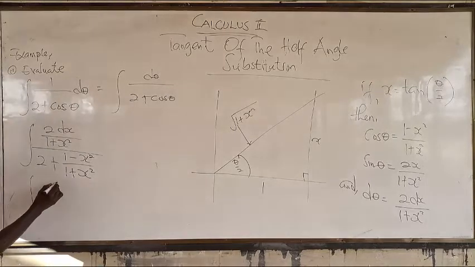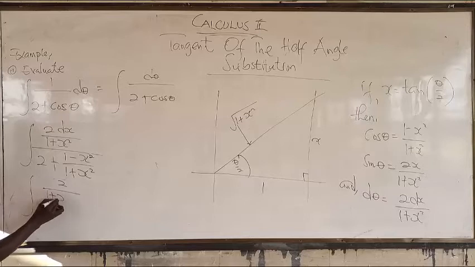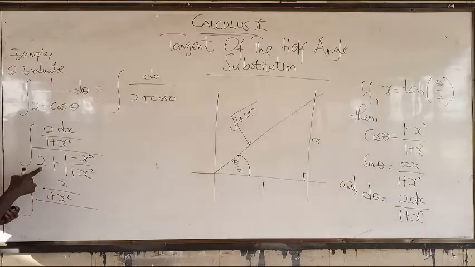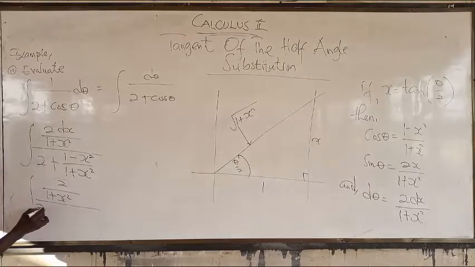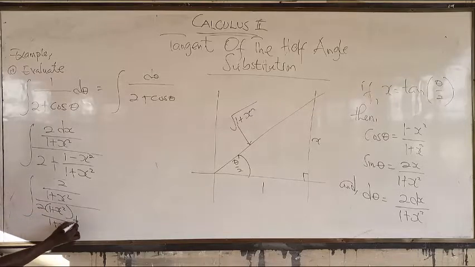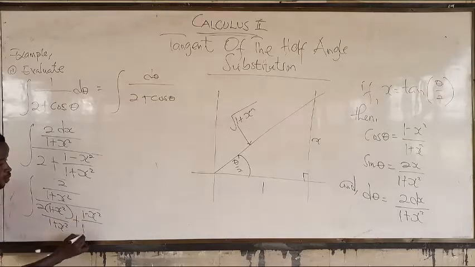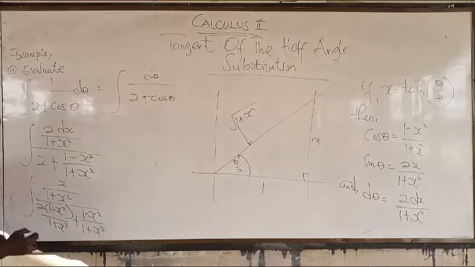So here we have 2 over 1 plus s squared, all this over, just algebra. Now we are going to achieve the same denominator here. So we get 2 times 1 plus s squared over 1 plus s squared, plus 1 minus x squared over 1 plus x squared. Very good. I hope you can see that.